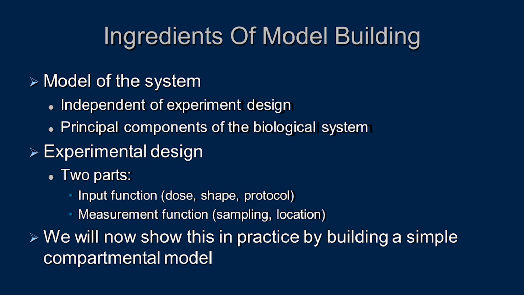So for a drug, the most common example is an oral or intravenous dose of drug, either by mouth or into the vein. And then the measurement will be a cannula that essentially samples blood over time from a certain location, say in the forearm, right? But that system exists and moves in time, changes in time, independently of the experimental design that we have in terms of input and measurement. And so we show this in practice now by building a very simple compartmental model.